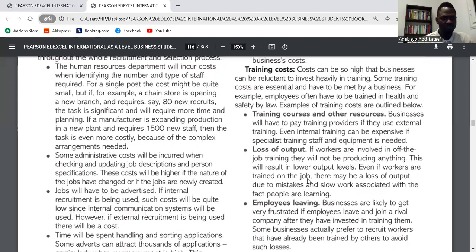Then administrative costs. Some administrative costs will be incurred when checking and updating job descriptions and person specifications. These costs will be higher if the nature of the job has changed or if the jobs are newly created. If the job description has changed, you have to update it, and if the kind of people you need has changed, you have to update that too. So you incur cost in changing these things. That's for administrative cost.